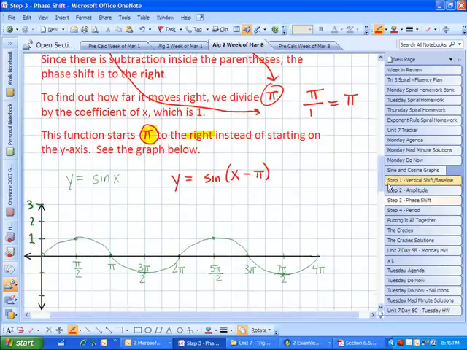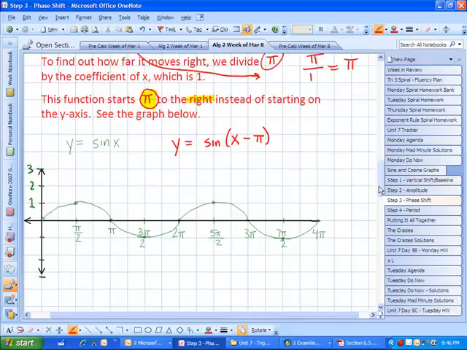So just like any other function that we did, we're going to take our original points and we're going to move them. Every point is going to go pi to the right. So this is initially our original point right there. It is going to move pi to the right and start there instead. That's going to be our first point. Our second point here is at pi over 2 normally. It is now going to be over here at 3 pi over 2.